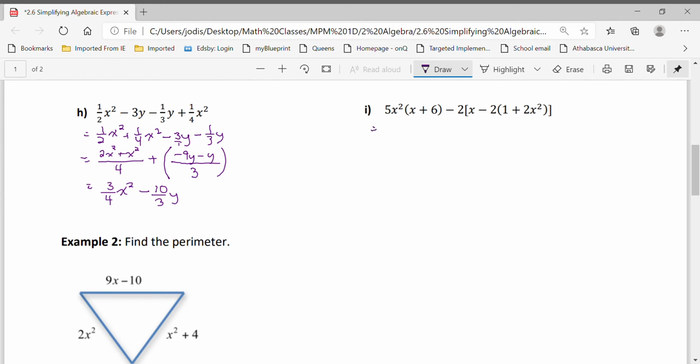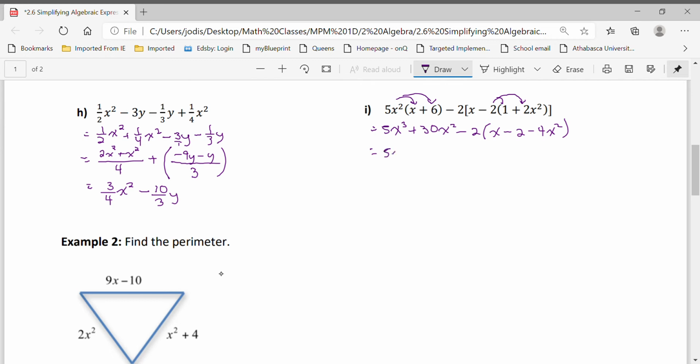All right, and then last one here. So we want to try to simplify this. Brackets first. We could distribute here if we want first, and then we could also deal with this one. So here we've got 5x cubed plus 30x squared minus 2. And then inside their brackets we've got x minus, and then distribute. 2 times 1 is 2, and negative 2 times 2x squared is 4x squared.